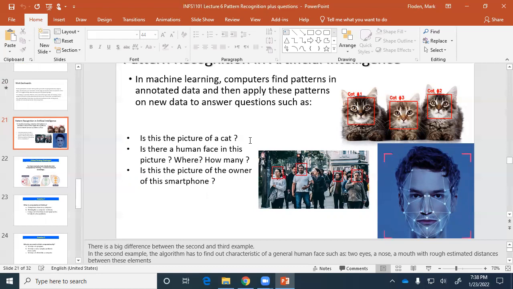So how it's doing that is because all humans, the distance between their eyes falls within a certain range. It's different than a cat. All humans, the size of their nose falls within a certain range. It's different than cats. But every human is slightly different.